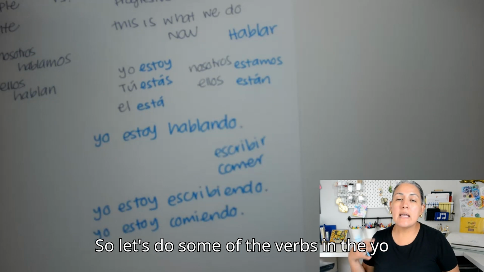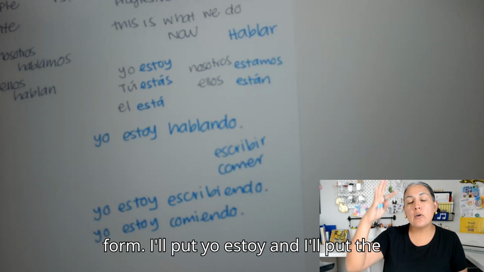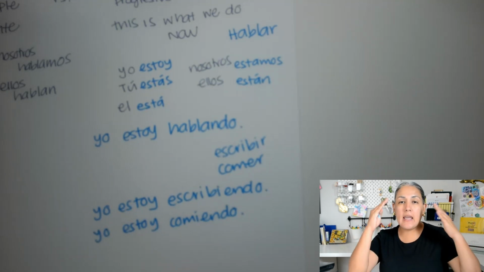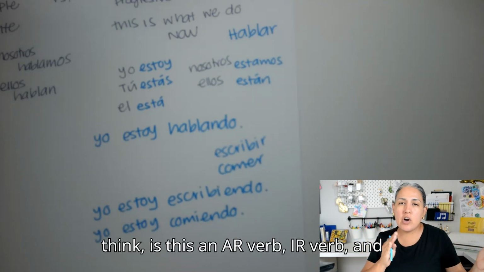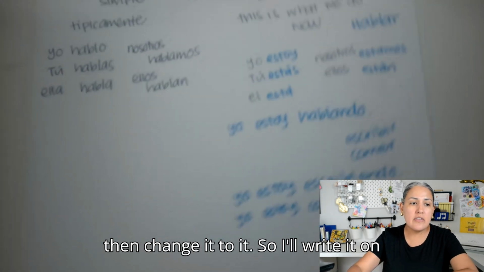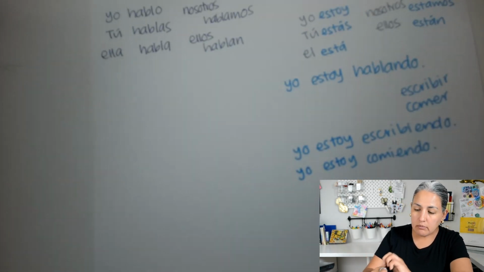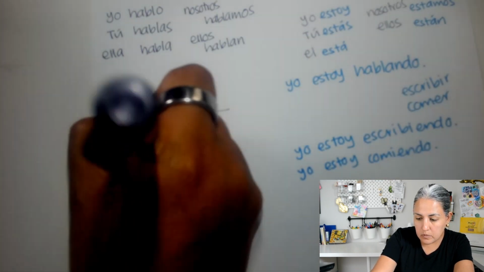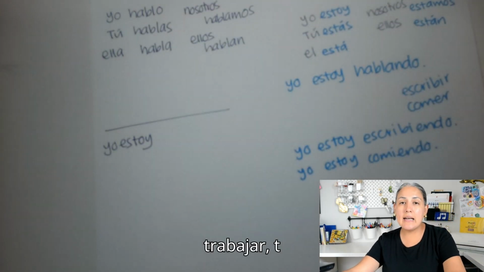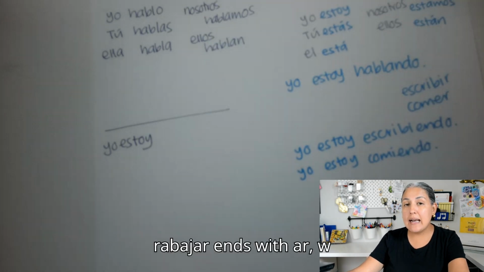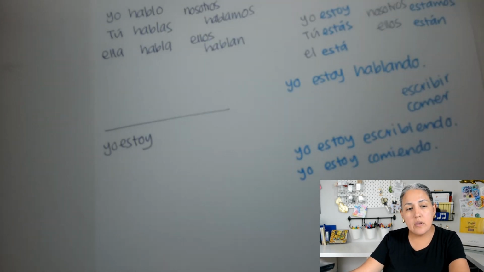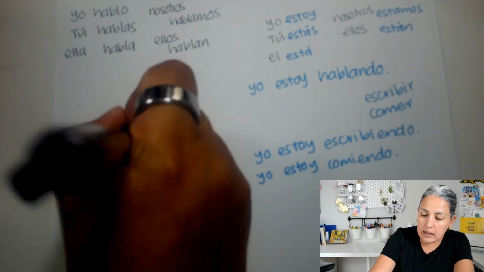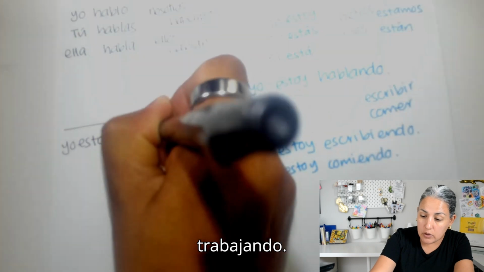So let's do some of the verbs in the yo form. I'll put yo estoy and I'll put the verb. Try to see if you can think: is this an AR verb, ER verb, or IR verb, and then change it. So I'll write it on this side. Yo estoy. Trabajar. Trabajar ends with AR. We change AR to ando. Yo estoy trabajando.